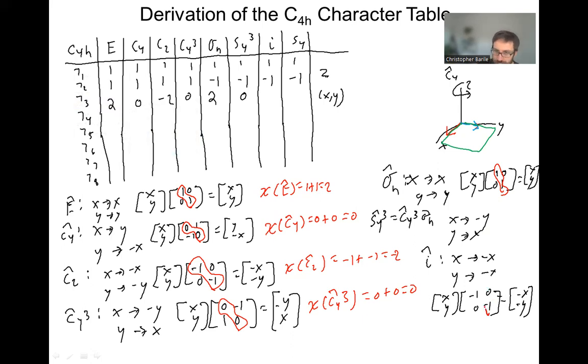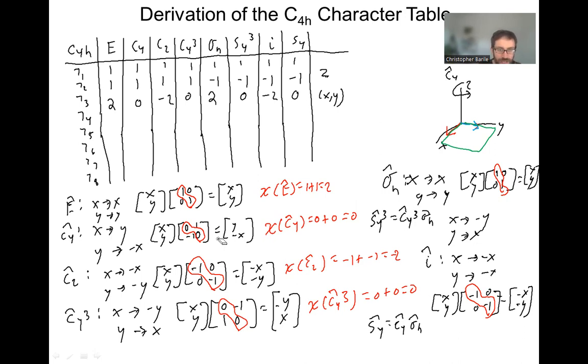And that gets us negative 1 plus negative 1 is 0 for the trait. Negative 1 plus negative 1 is negative 2. Okay. And lastly, we have S4, which is a C4 followed by a sigma h. We know sigma h didn't really do anything, so we just have to look at the character for C4. That was 0, so it's going to be 0.